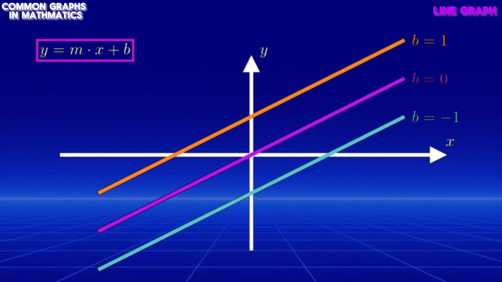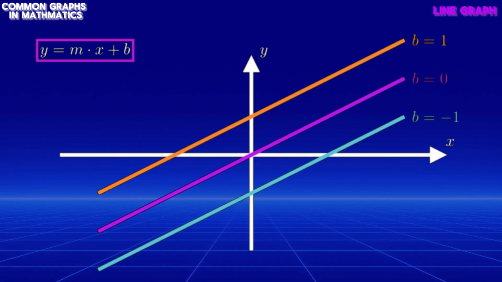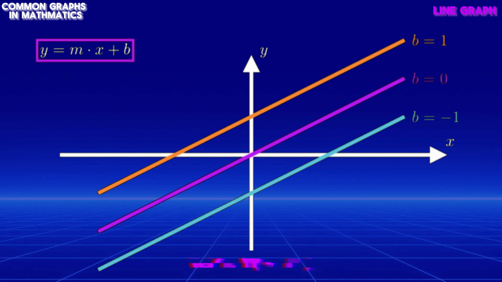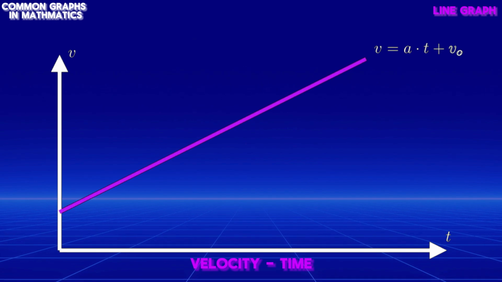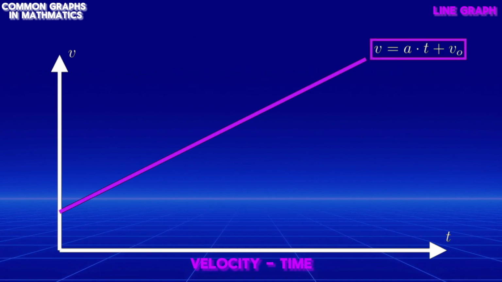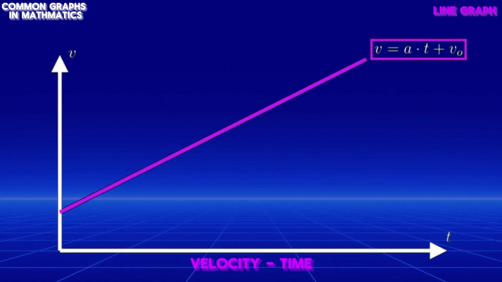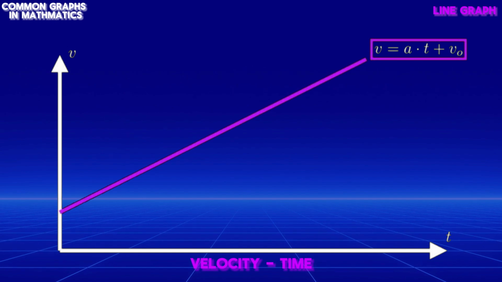Line graphs are commonly used for illustrating relationships between two variables. For instance, the velocity-time relationship can be expressed as v equals at plus v naught, where v is the final velocity, v naught is the initial speed, a is the acceleration, and t is the time.